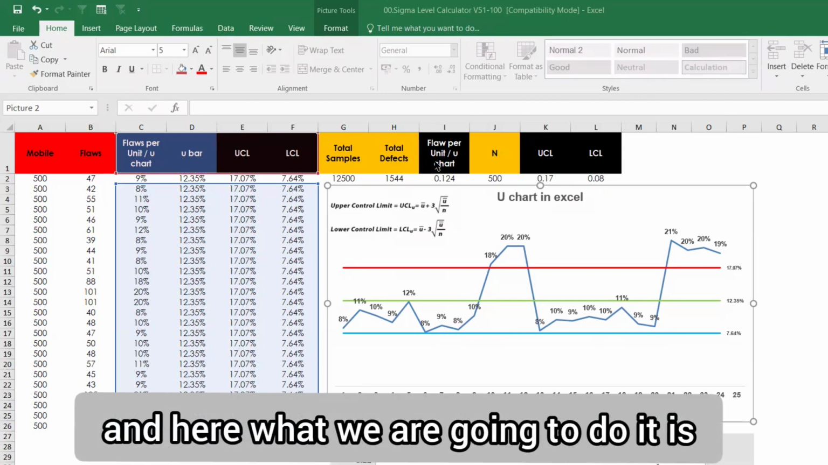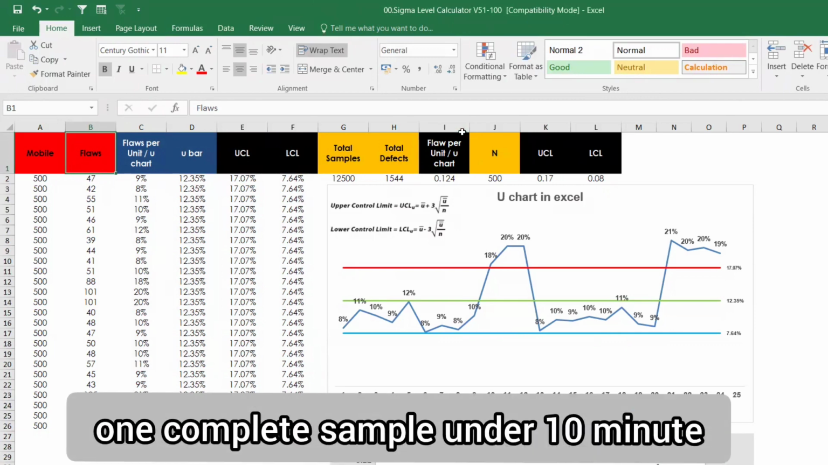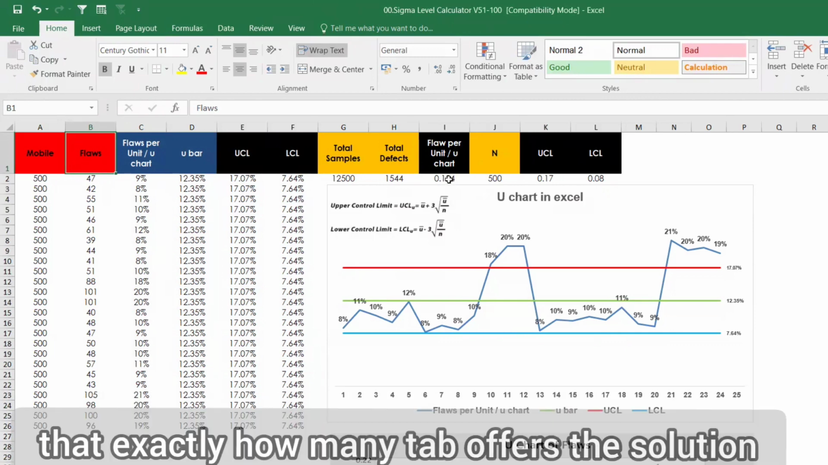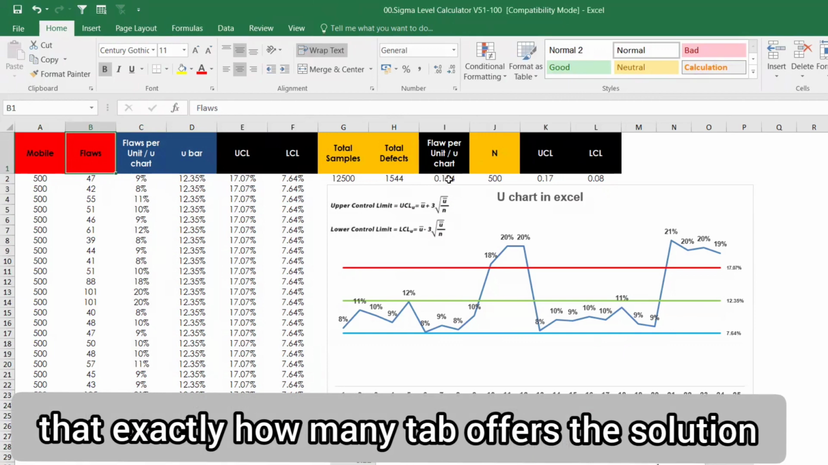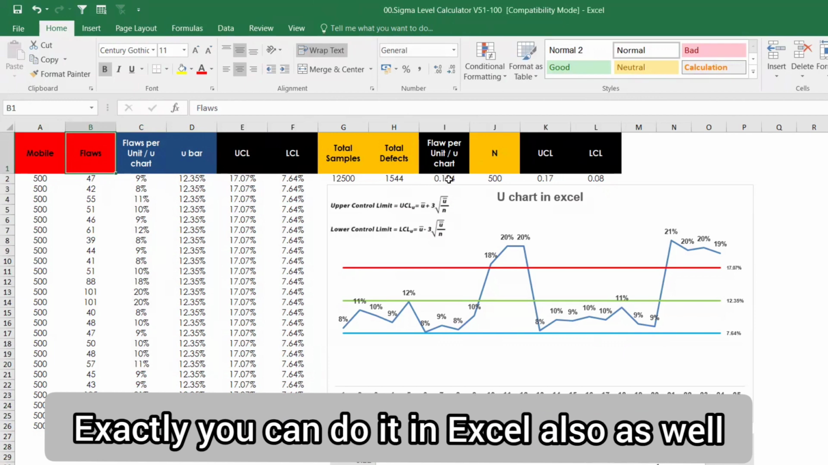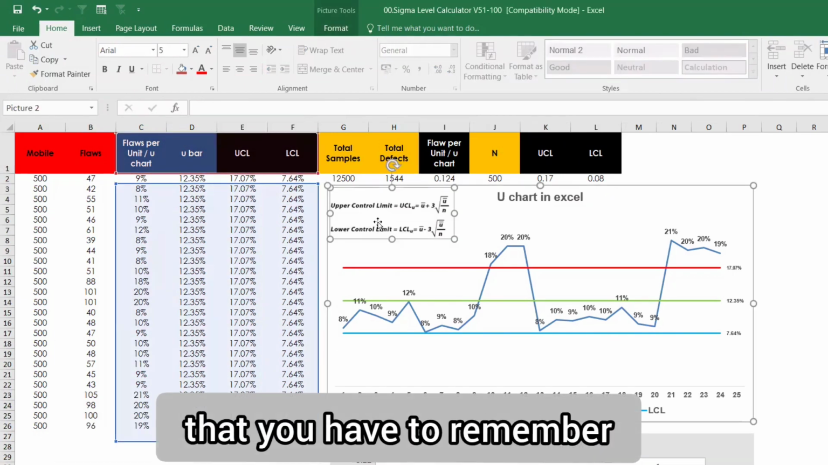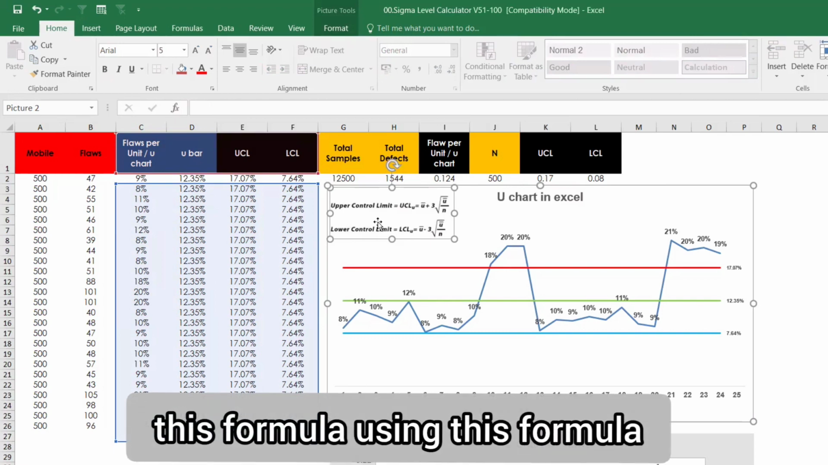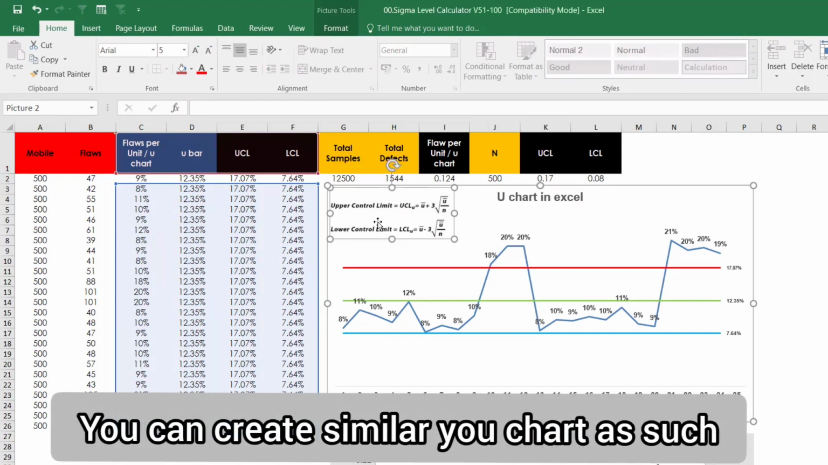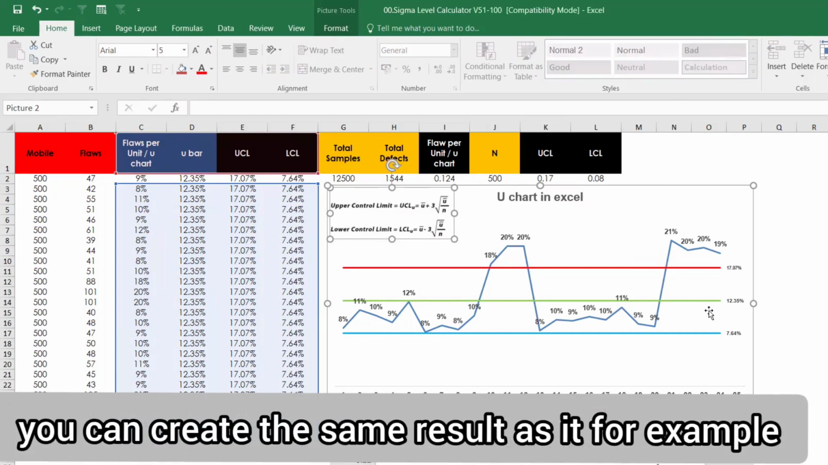And here what we are going to do is create one complete sample in 10 minutes. You will be amazed at exactly how Minitab offers the solution. Exactly, you can do it in Excel as well. The only thing is that you have to remember this formula. Using this formula, you can create a similar U chart. When I say similar chart, you can create the same result.